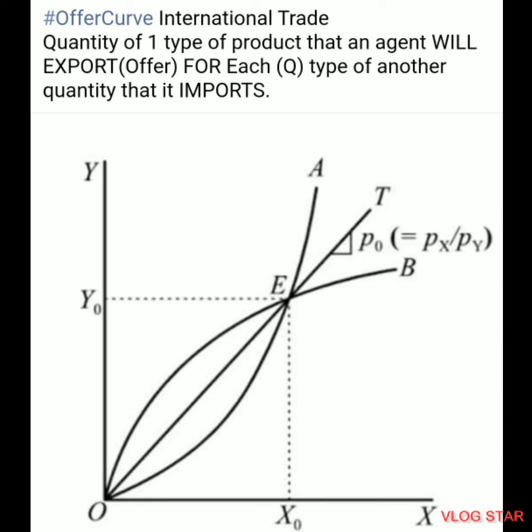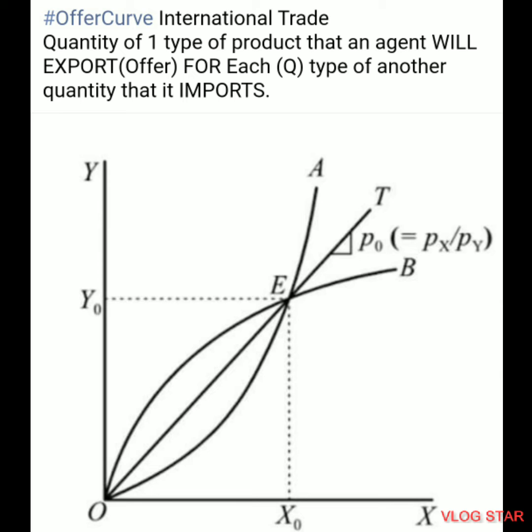So the offer curve shows the quantity of one good a nation will export for each quantity of another good it imports. In the diagram, we can consider the x-axis showing India and the y-axis showing China. So in the diagram, India's offer curve is OA and China's offer curve is OB.